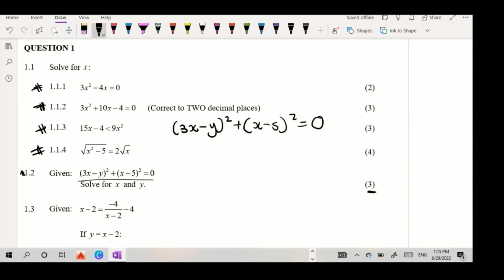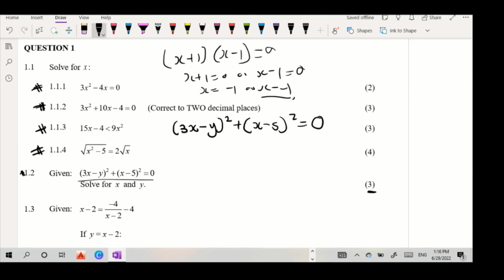If you think about it, normally you'd have x plus 1, x minus 1, for example, equals to 0. Well, how do you solve for x in this problem? You just say x plus 1 is equals to 0, or x minus 1 is equals to 0, right? Then you transpose, x equals to minus 1, or x is equals to 1. So that's how you normally solve this problem.